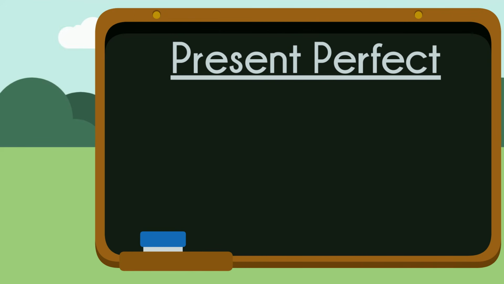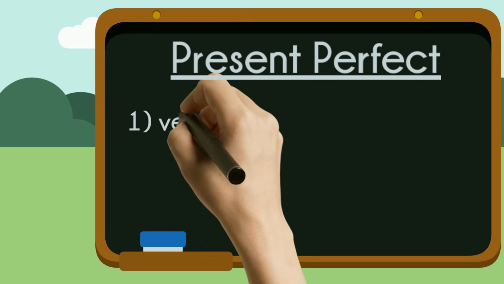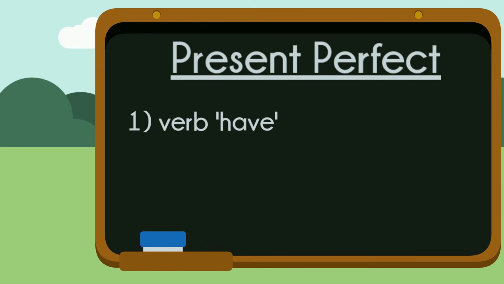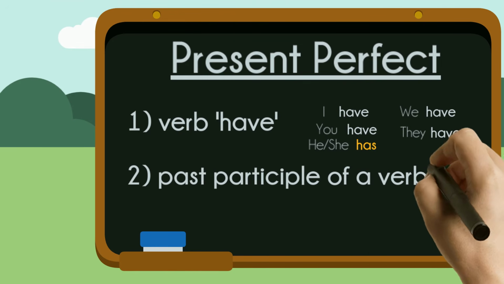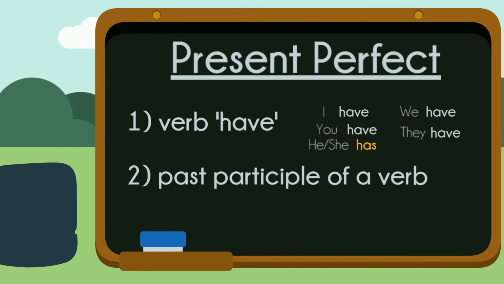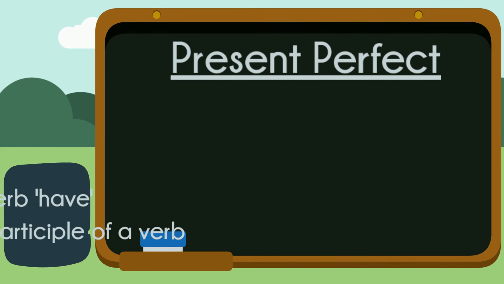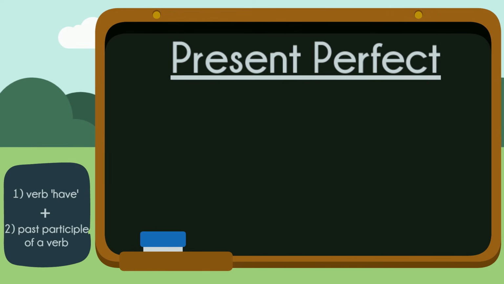Now we know what it's used for. Let's look at how we form present perfect. We need 2 things. The present tense of the verb have, conjugated to match our subject, and the past participle of a verb. Here's a sentence written in simple present. He sees the movie.